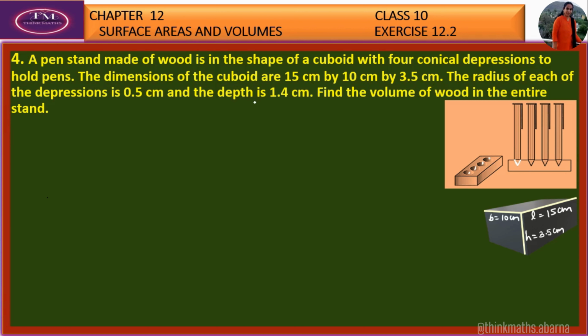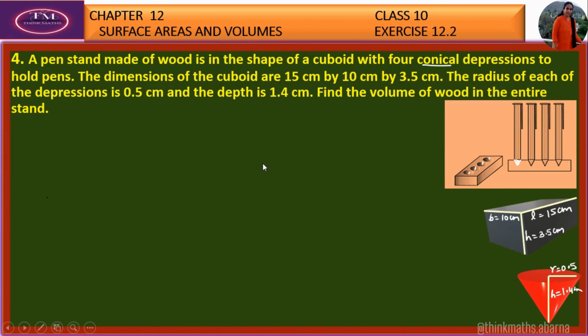And the next part, the radius of each of the depression. How is the depression? Depression is in the form of a cone. So that is a conical depression. So for the one depression, we have this dimension. So this dimension is same for all the depressions. So radius is given as 0.5. So R is equal to 0.5 and the depth. So this is the depth. So this depth means height. Height is equal to 1.4 centimeter. So these are the data given.